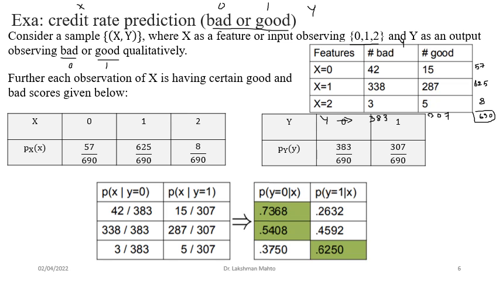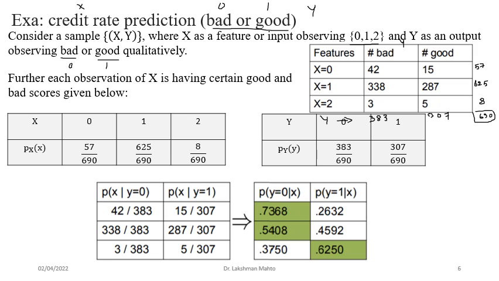Now, what is the distribution of y? Y is taking two qualitative values. Either y is bad or good. Bad we are calling 0, good we are calling 1. So what is the probability of y equal to 0? It is out of the total bad. How many total bad do we observe? 383 out of 690 scores. The total score happens to be 690. So that's the probability of y equal to 0, and the probability of y equal to 1 is this one. So we have a clear distribution of y.